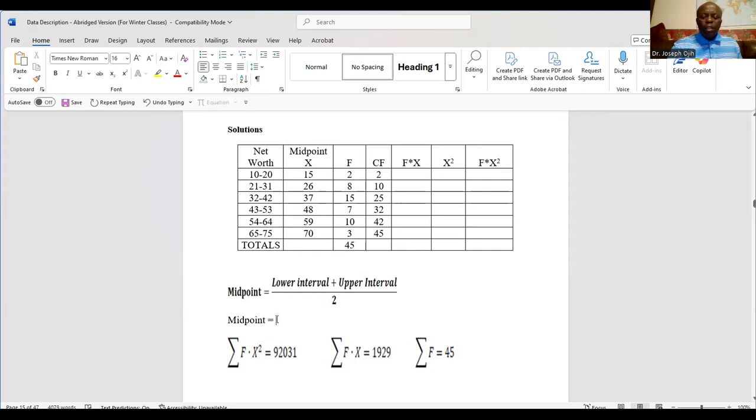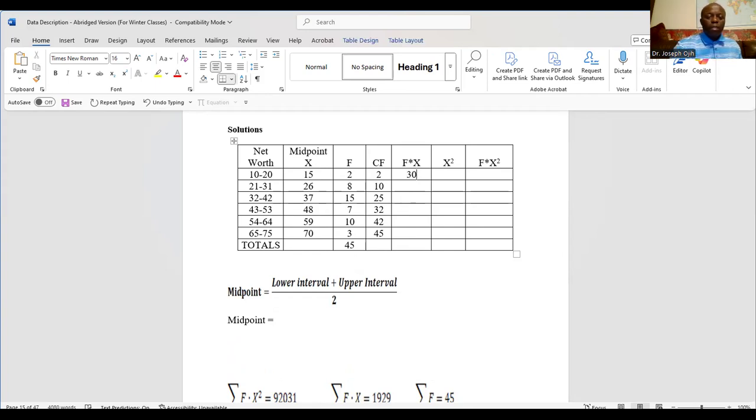Now, let's get frequency times x. That means this frequency here times x. So 2 times 15 is 30, and 8 times 26 is 208. You can verify that. Following that method, I got the rest of them.